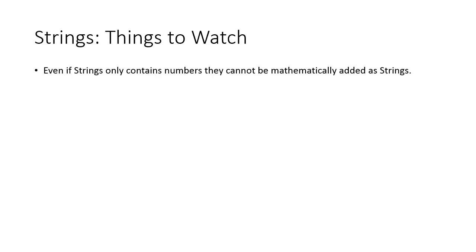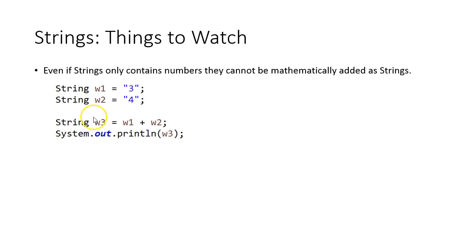So a couple of things we want to watch with strings. The first thing is that even if a string only contains numbers, they cannot be mathematically added as strings. So for example, if I have w1 is 3 and w2 is 4 and I add them together, remember, Java doesn't see them as actual numbers, it sees them as strings. So what I'm going to end up getting is 34.